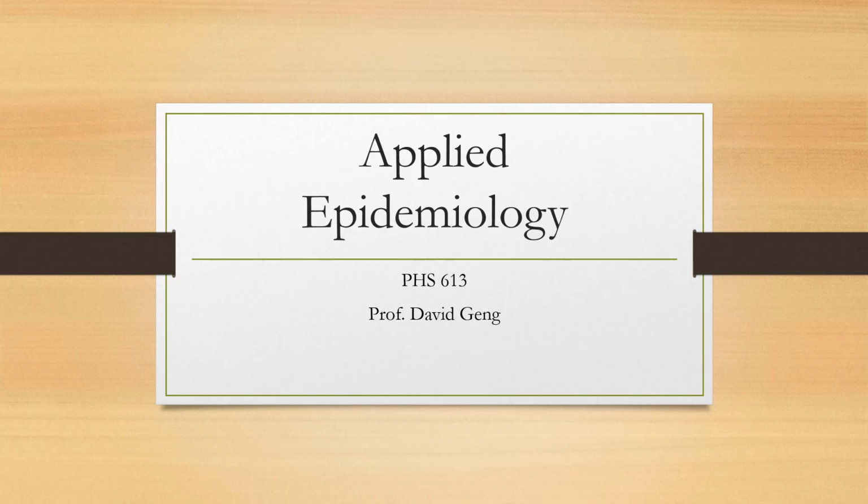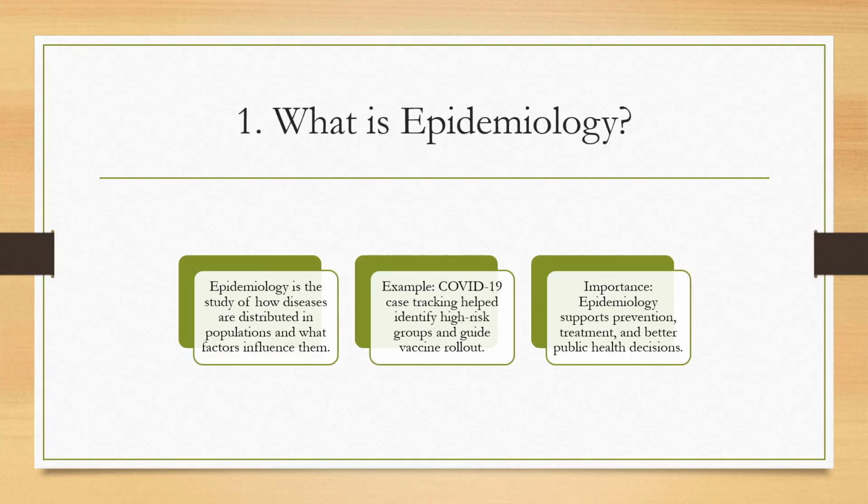Today we're going to start talking about applied epidemiology. First, we begin with the definition of epidemiology. Epidemiology is the study of how disease affects populations and what factors influence health outcomes. Instead of focusing on one patient, epidemiologists study groups of people to understand who gets sick, where disease occurs, and why some groups are at higher risk.